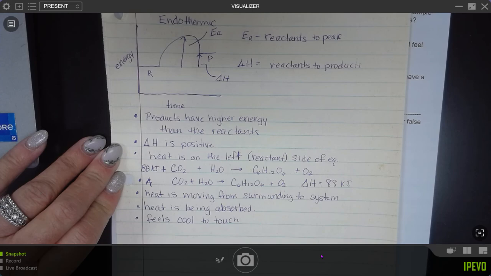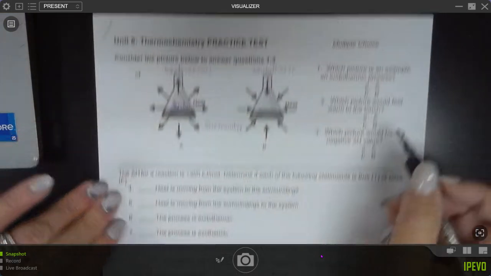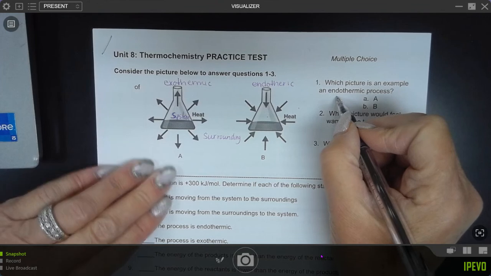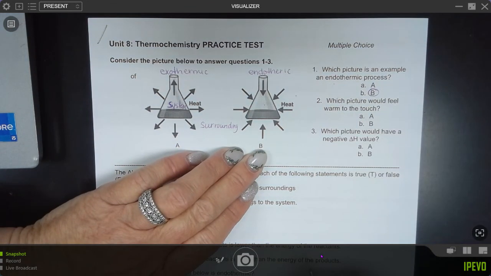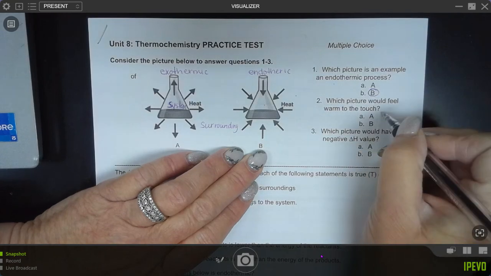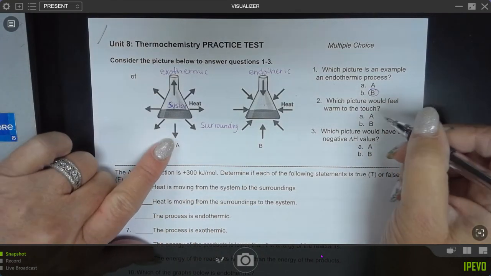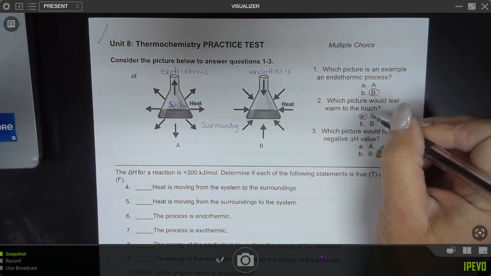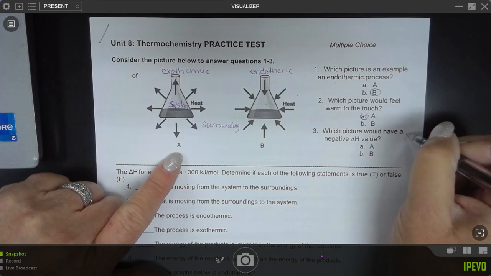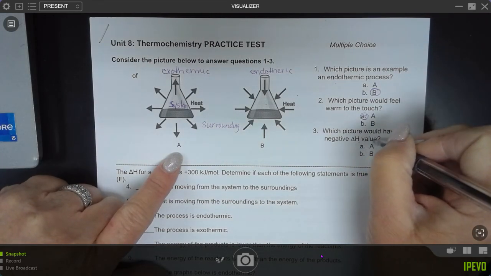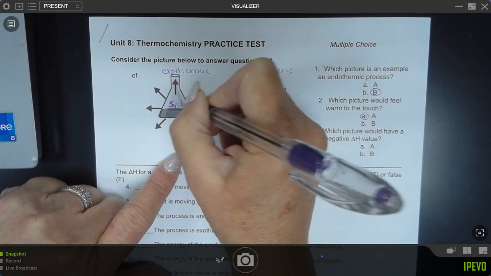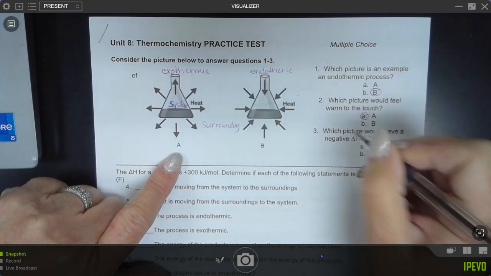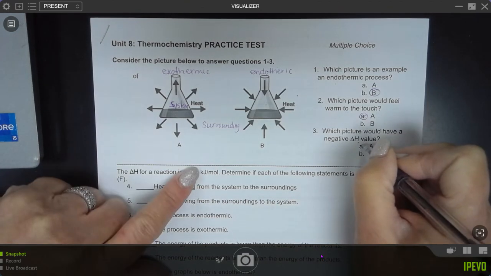Okay, so let's go back to the practice test. Which picture is an example of an endothermic process? That would be B, because heat's entering. Which picture would feel warm to the touch? That would be A, because heat is coming out. Which picture would have a negative delta H value? Negative would be exothermic because heat is being removed from the system. So that's going to be A.